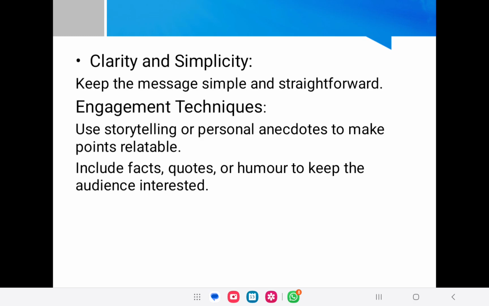So you have to use simple language, and that must be clear as well. Keep the message simple and straightforward. Engagement techniques, definitely you are going to use storytelling or personal anecdotes to make points relatable. Include facts, quotes, or humor to keep the audience interested.